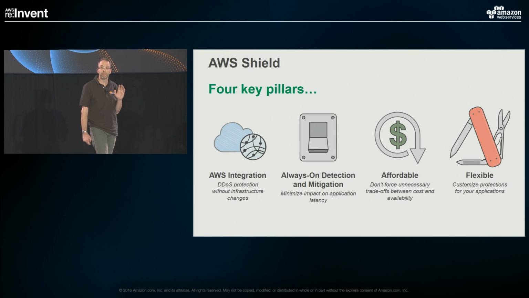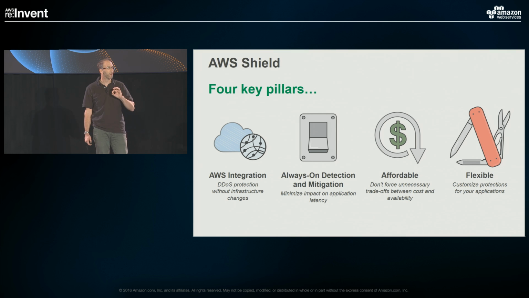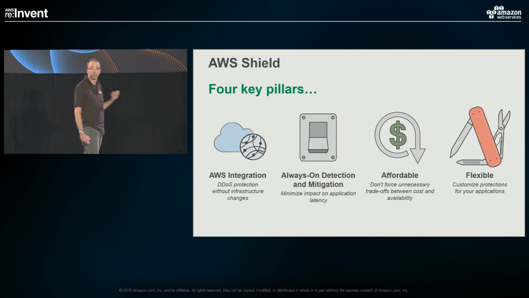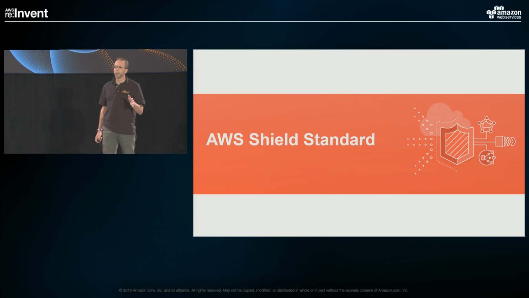We also wanted it to be affordable, in the sense that we don't want cost to be an attack vector. So we want you to know that you are secure or highly available on AWS and not have to worry about cost being driven up significantly by DDoS attacks. And lastly, we want it to be flexible. So let's look first at AWS Shield Standard.